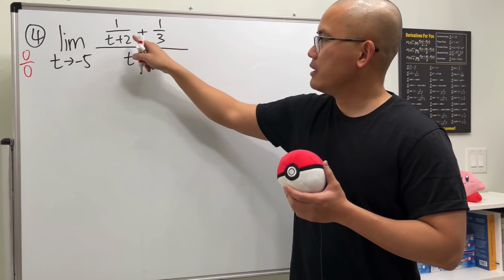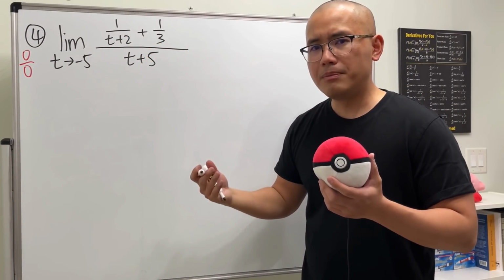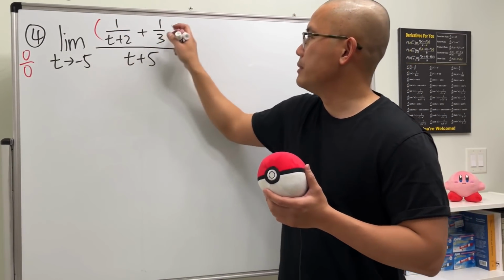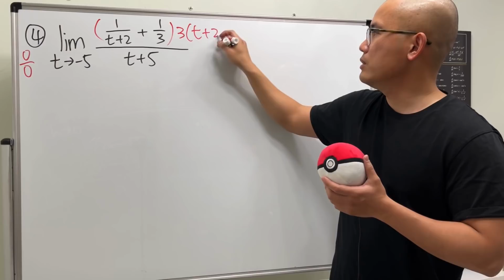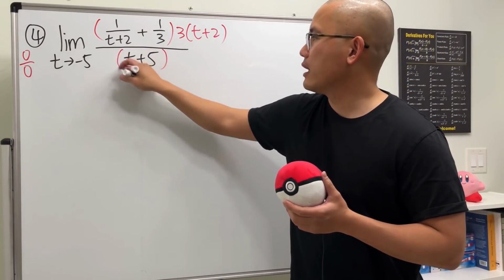This is a small denominator, likewise that. Multiply the top and bottom by this and that. So let me just go ahead and write that down. Multiply the top by 3 times t plus 2. Likewise, we do the same thing on the bottom as well.